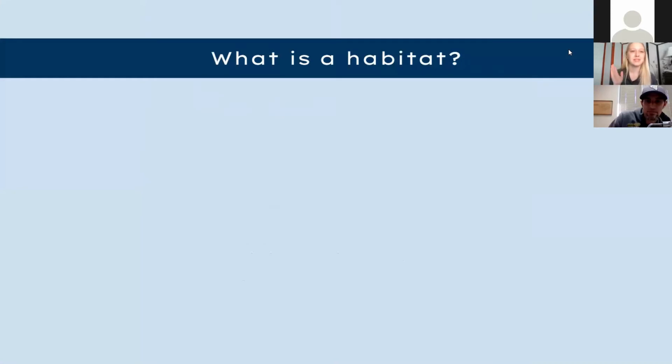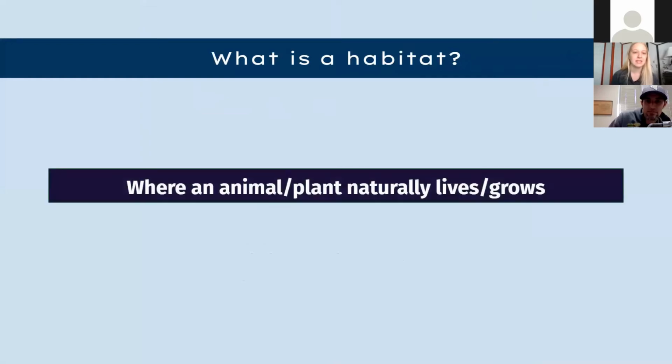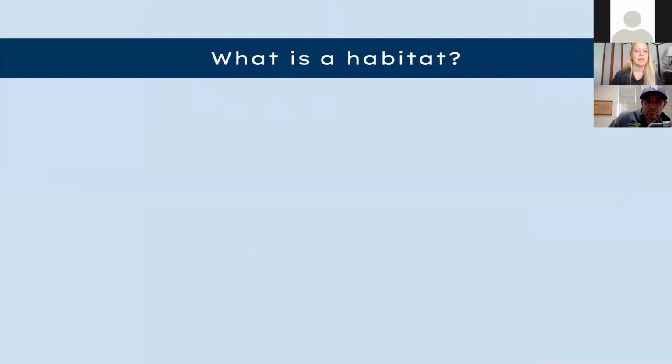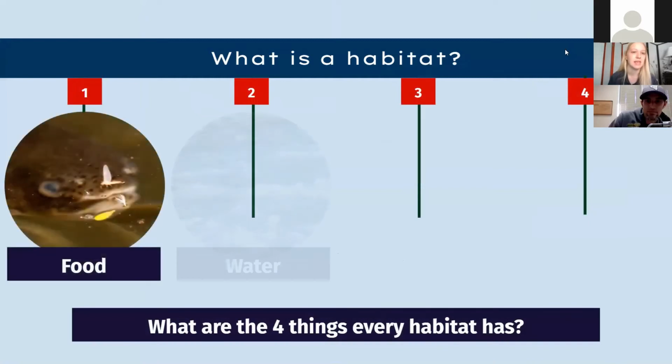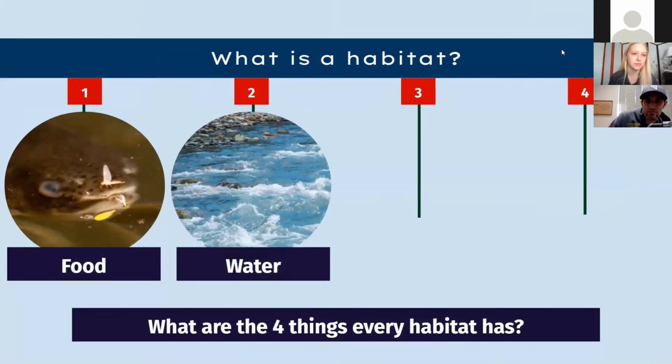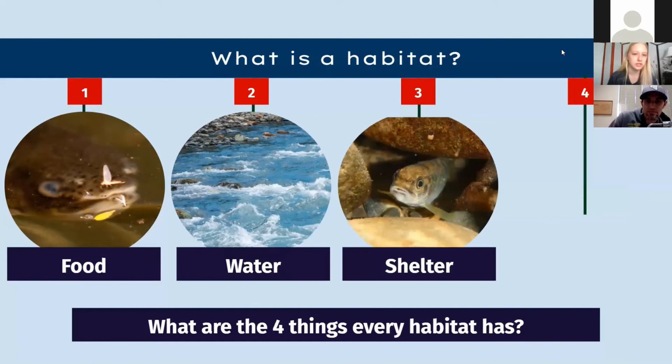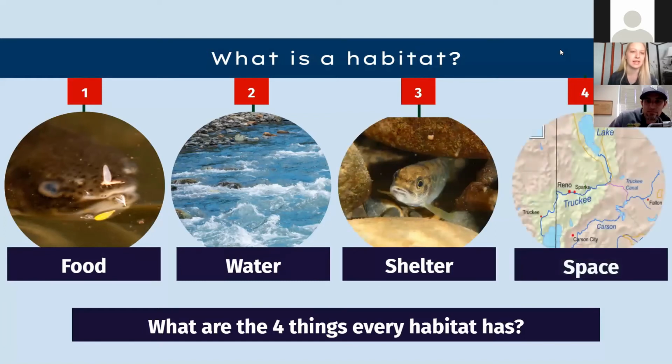So starting with a habitat, we've already kind of covered what a habitat is. It's an area where an animal or a plant naturally lives and grows, and can go through its life cycle successfully. So a habitat consists of food. It has a source of water. It has shelter, and it has space.